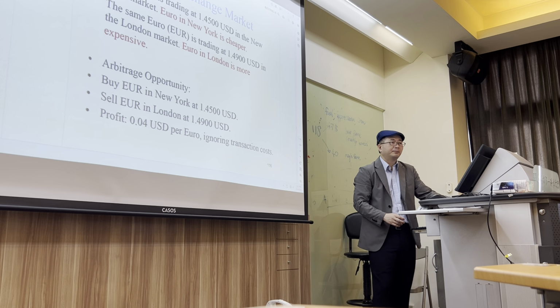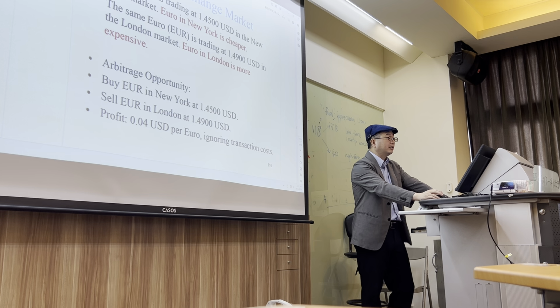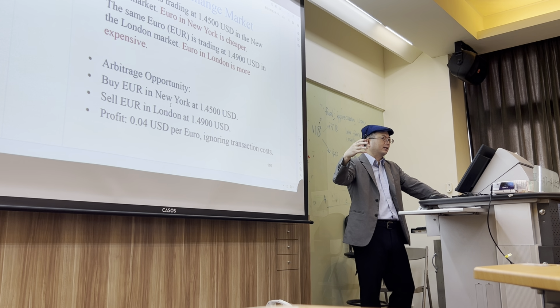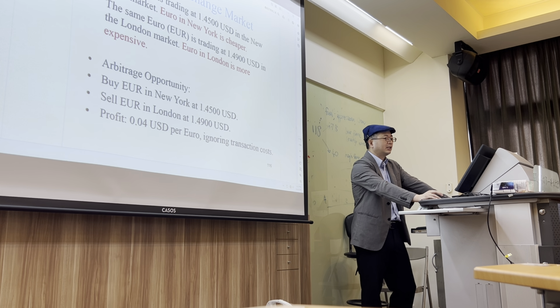Because you notice there's a price difference, you can take advantage of that price discrepancy. The way to do this is to buy the euro in New York at 1.45 and then bring that to the London market and sell it for 1.49 USD. Then you can make a profit of 0.04 USD per euro, right? So that's how you can do the arbitrage.